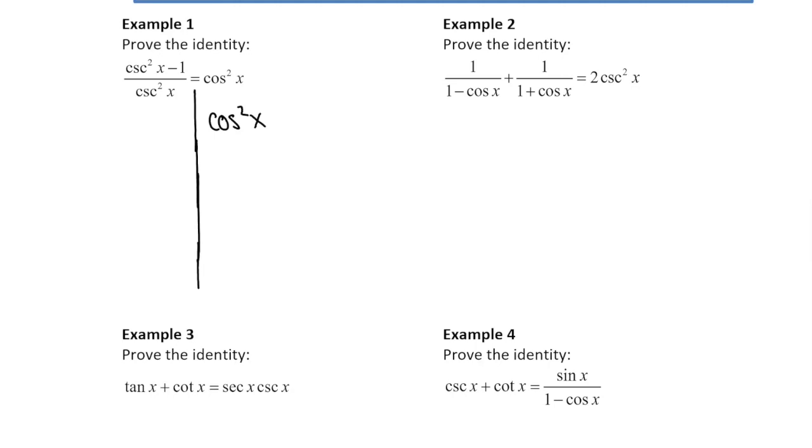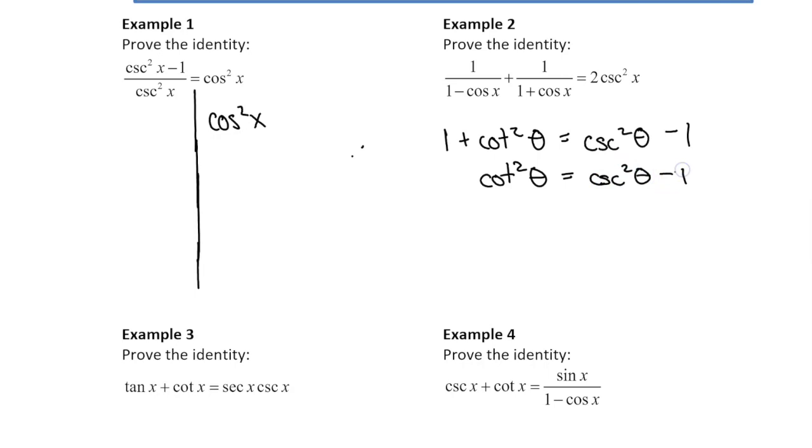So for instance, if you look at the Pythagorean identities, I'm just going to write this on the side here. One of your Pythagorean identities was to say 1 plus cotangent squared theta was equal to cosecant squared theta. Or another way of simplifying that could be subtracting 1 from both sides and saying that we also wrote at some point that cotangent squared theta was equal to cosecant squared theta minus 1. This is something that we had shown on our identity sheet.